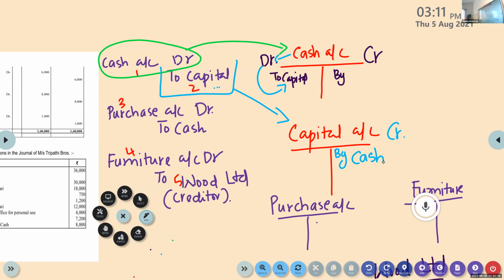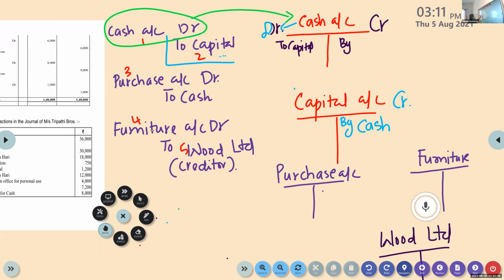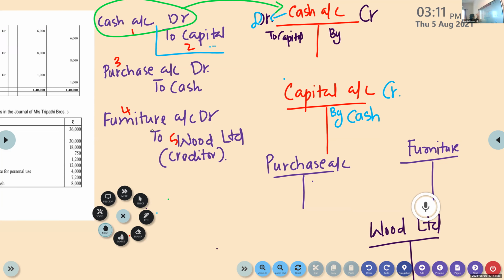Now let us take the next one. Purchase account debtor to cash. Again, we have cash over there. Cash account is coming there. Am I right? Okay. Come to the purchase account. Purchase account debtor.